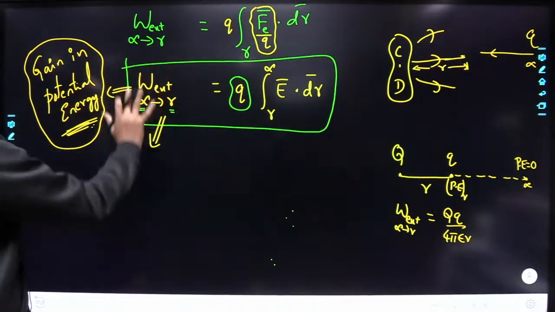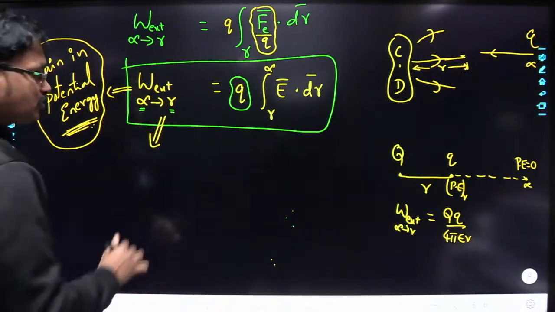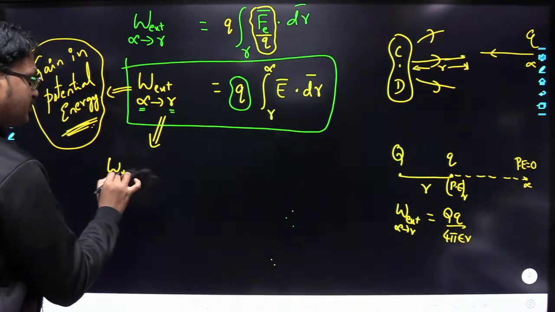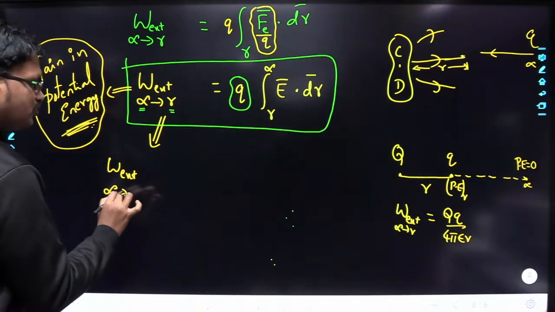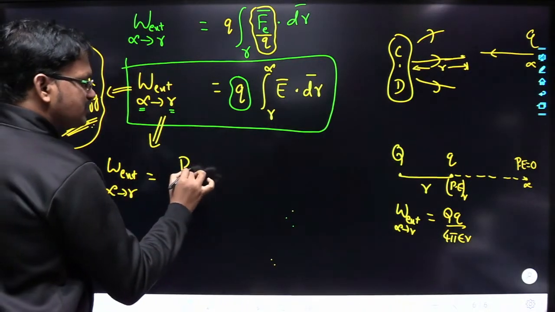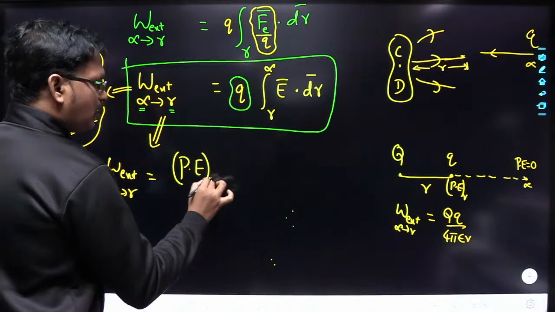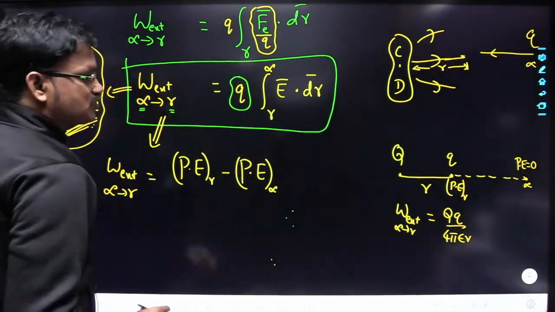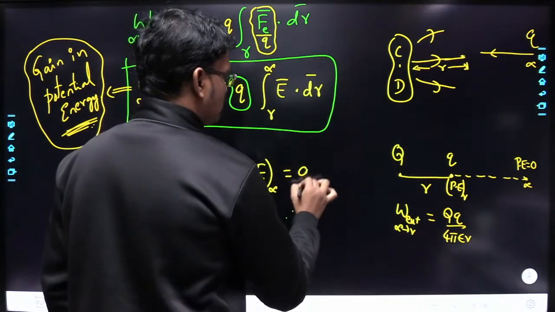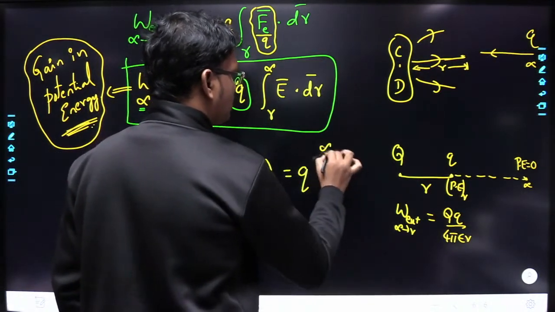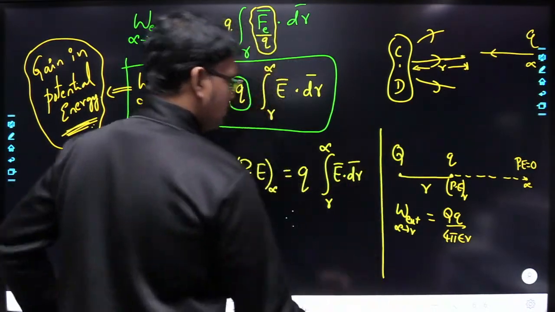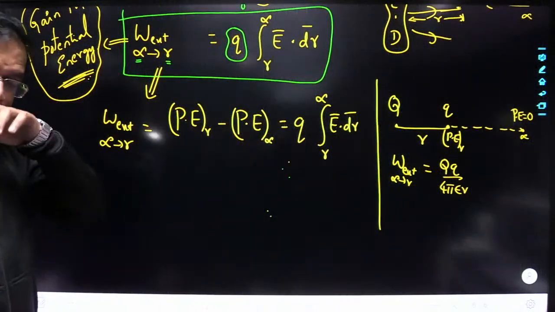If you want to determine the gain in potential energy, you have to write it as W external from infinity to R, which is equal to the potential energy at R minus the potential energy at infinity. This must be equal to Q into the integral from R to infinity of E bar dot dr bar.